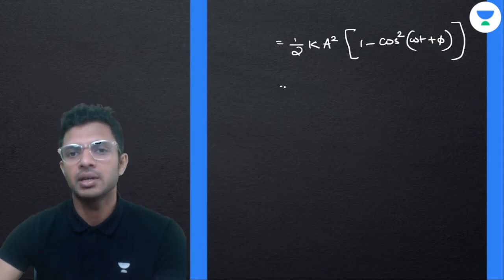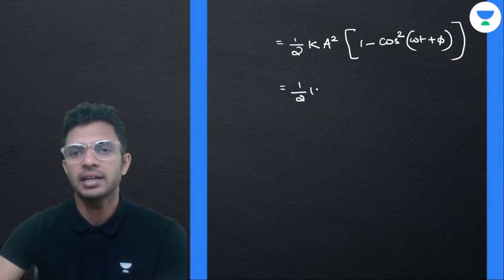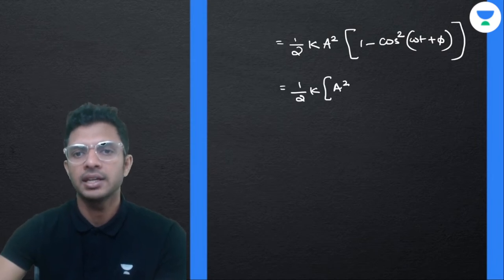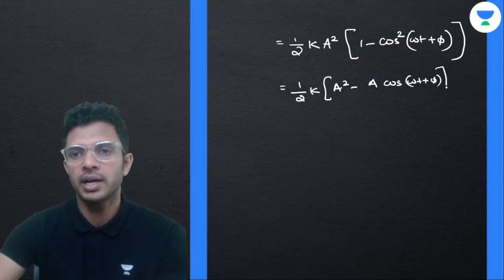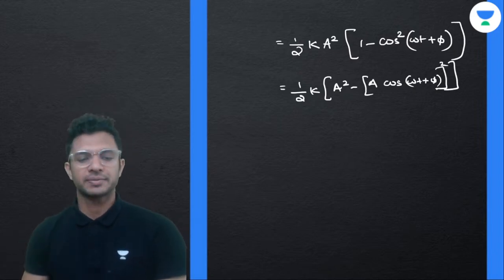Cross multiply a square inside the bracket. Half k a square minus a cos omega t plus phi. Sir, square kahan gaya? Aray, let me put it in as a whole square.